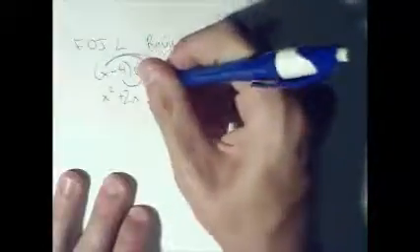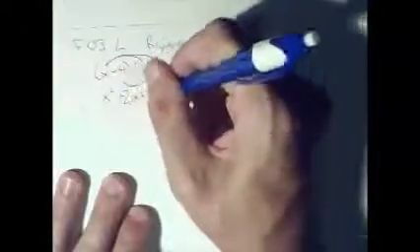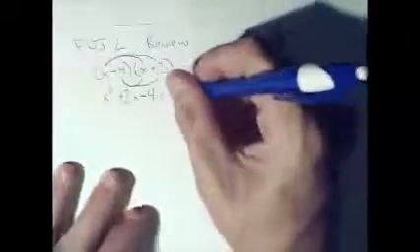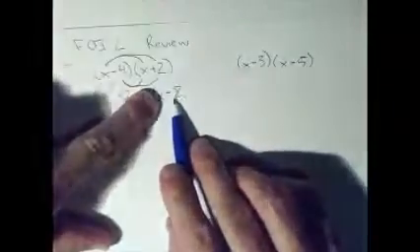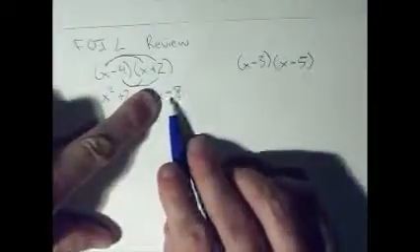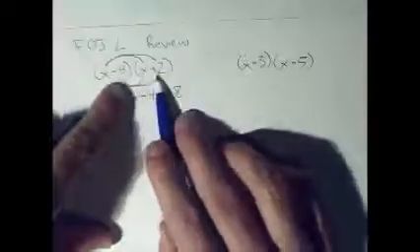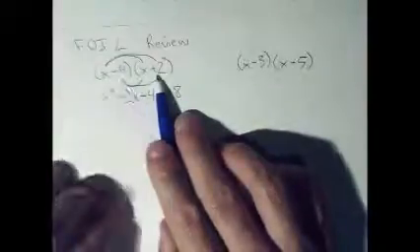X times 2 gives me a 2x. Negative 4 times x, negative 4x. Negative 4 times 2 is a negative 8. And remember what makes it a negative is a positive times a negative. That's going to be the first thing that we're going to look for in every single one of these problems. That negative sign means I have two different signs in my binomial.